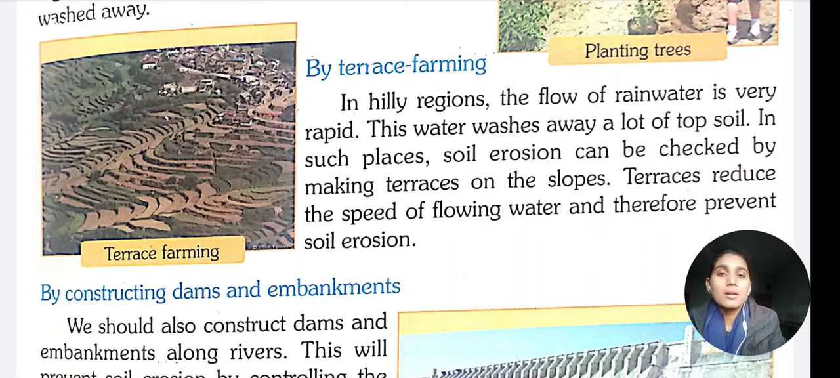If we plant trees in the mountain region, in the hilly region, so its root, the root of the plant will bind the soil and it will not be washed away easily. Okay, so in such places like hilly areas, soil erosion can be checked by making terrace on the slope.